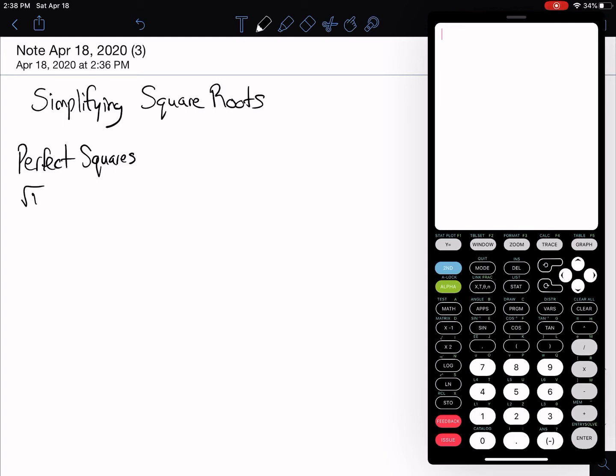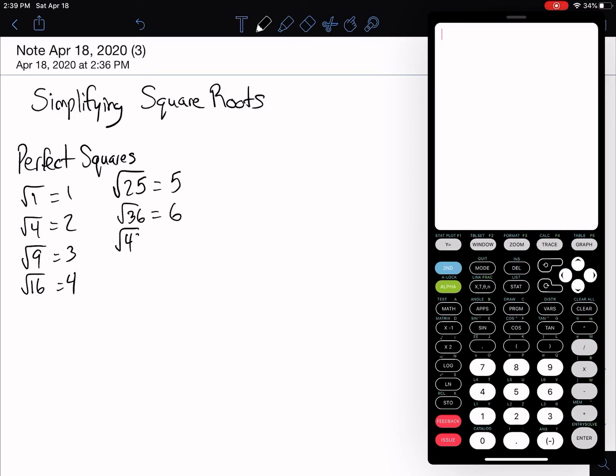The square root of 1 is 1. The square root of 4 is 2. The square root of 9 is 3. The square root of 16 is 4. The square root of 25 is 5. The square root of 36 is 6. The square root of 49 is 7. The square root of 64 is 8. The square root of 81 is 9. The square root of 100 is 10.